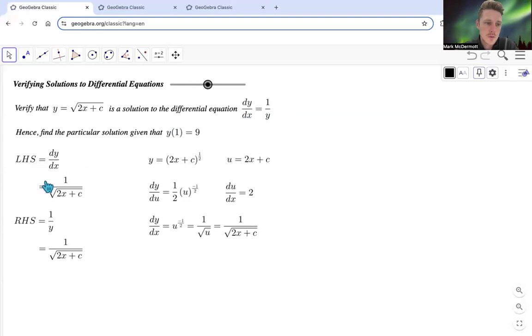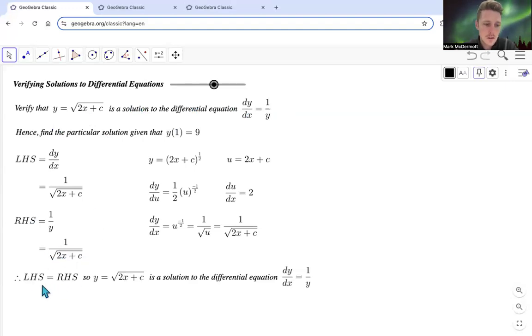Well, hopefully that's pretty straightforward. 1 over y is just 1 over the square root of 2x plus c. So we can see that the left-hand side equals the right-hand side. So y equals the square root of 2x plus c is a solution to the differential equation dy dx equals 1 on y. So we've verified that it is in fact a solution.